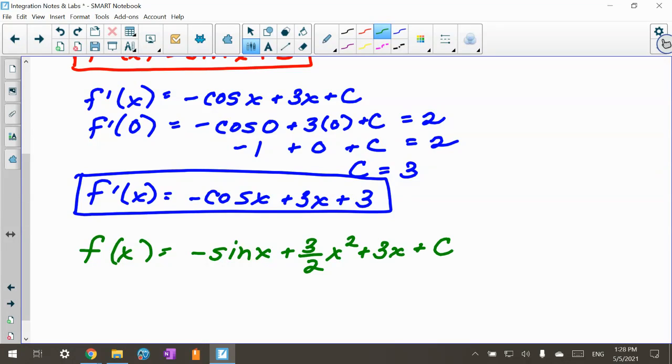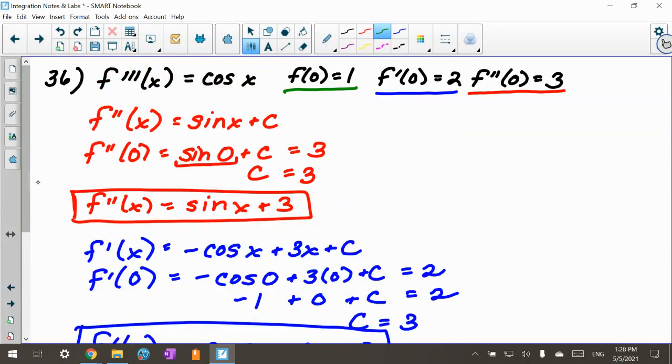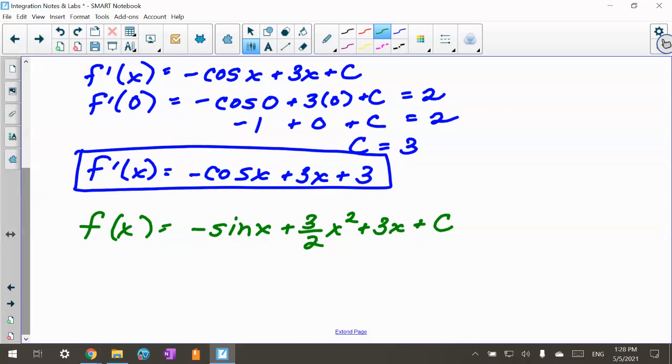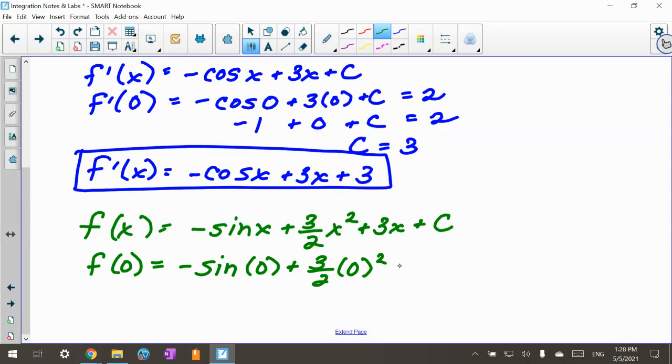Let me see what they said in green up here. f of 0 is 1. So f of 0 is negative sine of 0 plus 3/2 times 0 squared plus 3 times 0 plus c, which equals 1. Everything here is 0 because the sine of 0 is 0, even if it's negative 0, it's still 0. This entire side is 0, so c is going to equal 1.